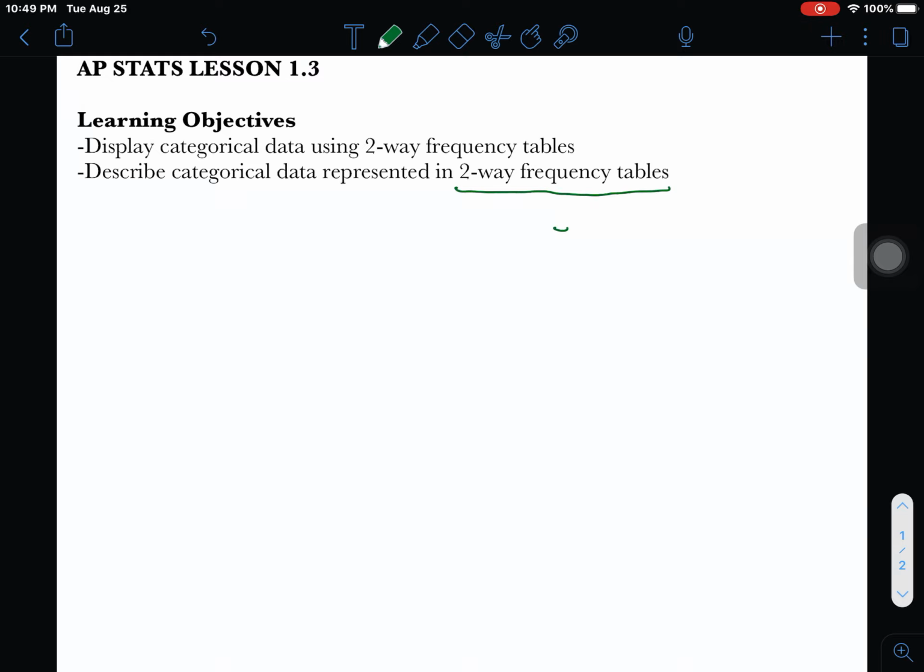A couple other important words. We're going to have marginal distribution. Oh man, that says distribution. And we have conditional distribution. All right, so two-way frequency tables, marginal distribution, and conditional distribution.